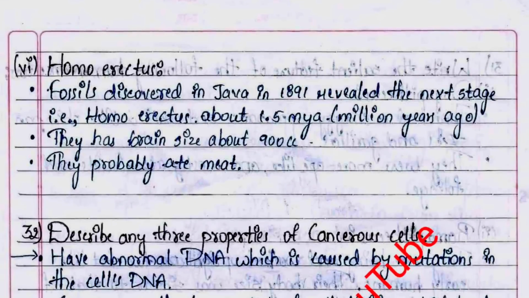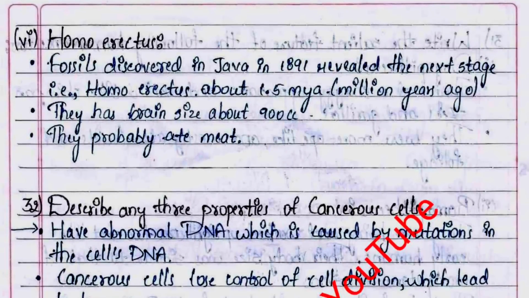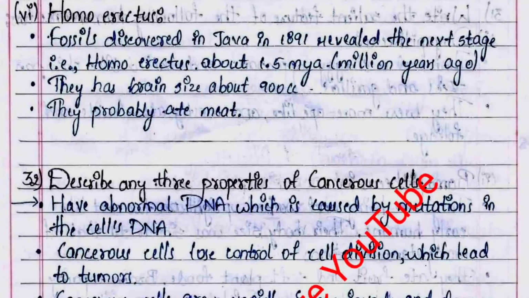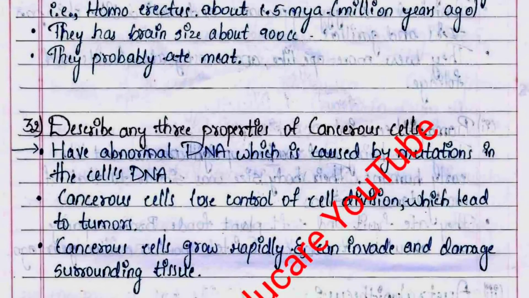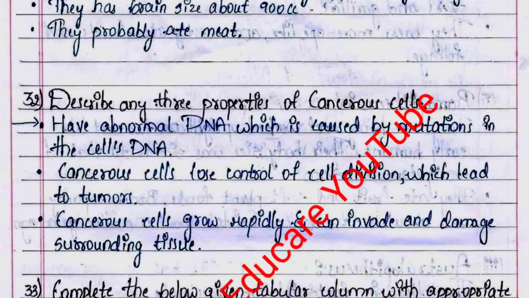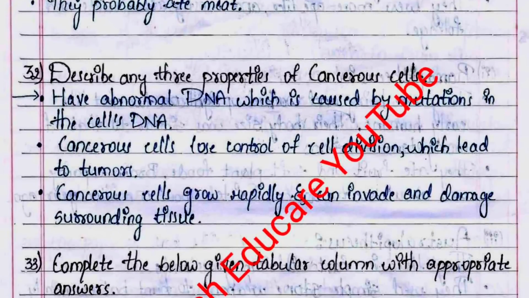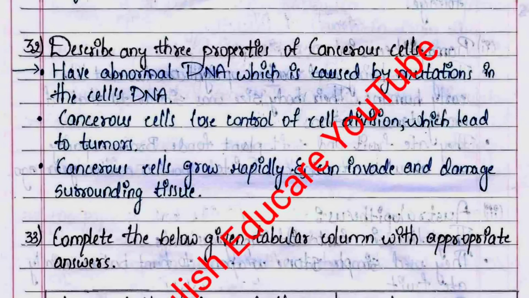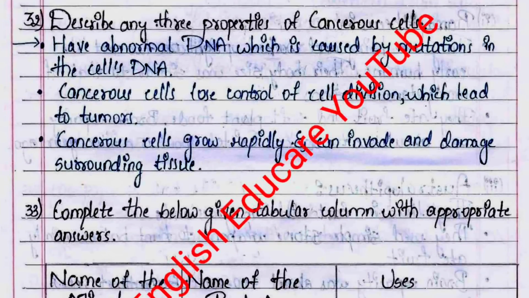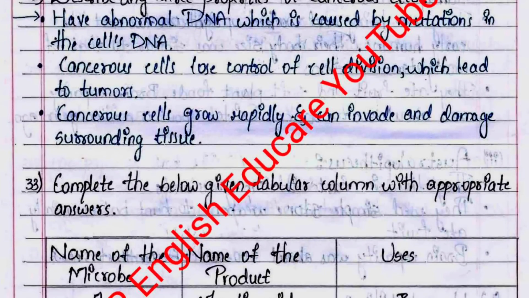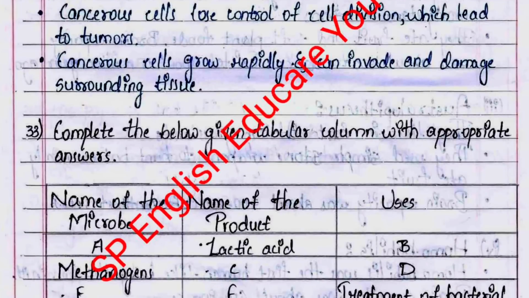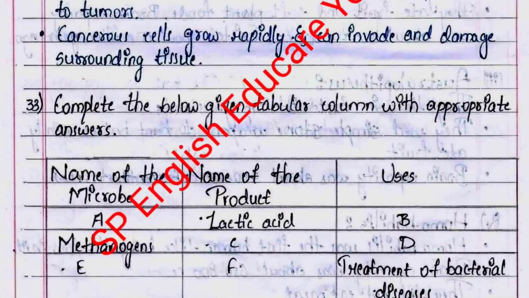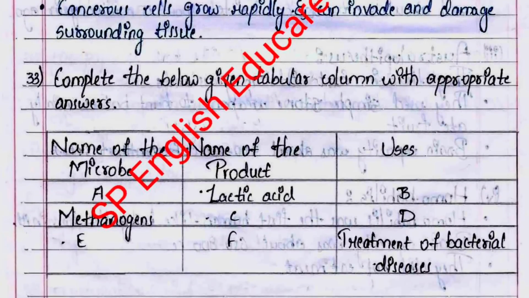Describe any 3 properties of cancerous cells, and the answer is below. Complete the following given tabular column with appropriate answer. Name of the microbe, name of the product, uses, and below is the answer.